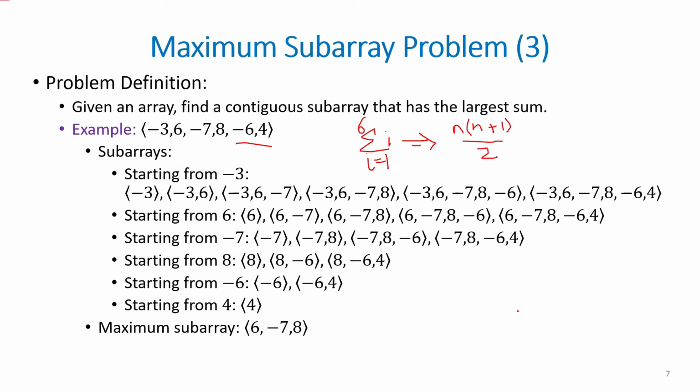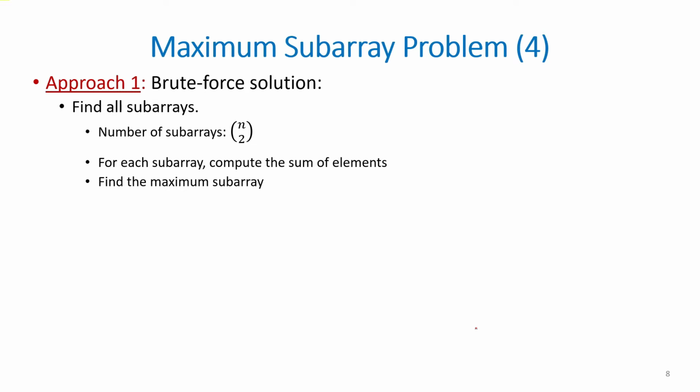Now that we have all the subsequences, next we add up the elements in each subsequence to find their sum and find the subsequence that gives us the maximum sum. In this example, the maximum subarray would be 6, minus 7, and 8, which would give us a total sum of 7. Therefore, the first strategy is what we call the brute force approach.